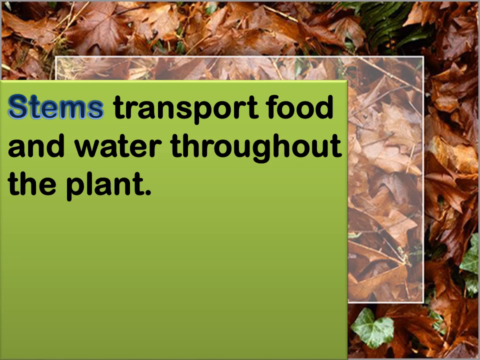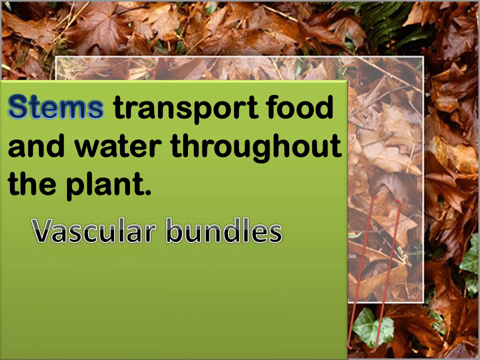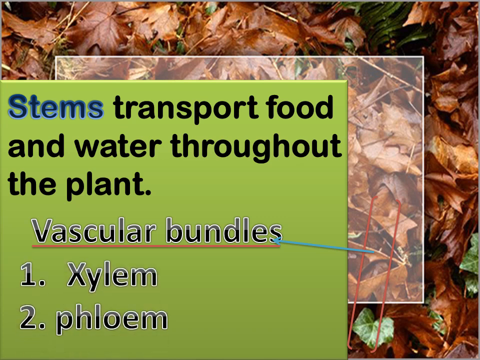Next, stems transport food and water throughout the plant. So this is an important thing that stems do. It transports food and water throughout the plant through the vascular bundles. The vascular bundles are found in the stem. And these vascular bundles have two types. The first one is xylem, and the second one is phloem.